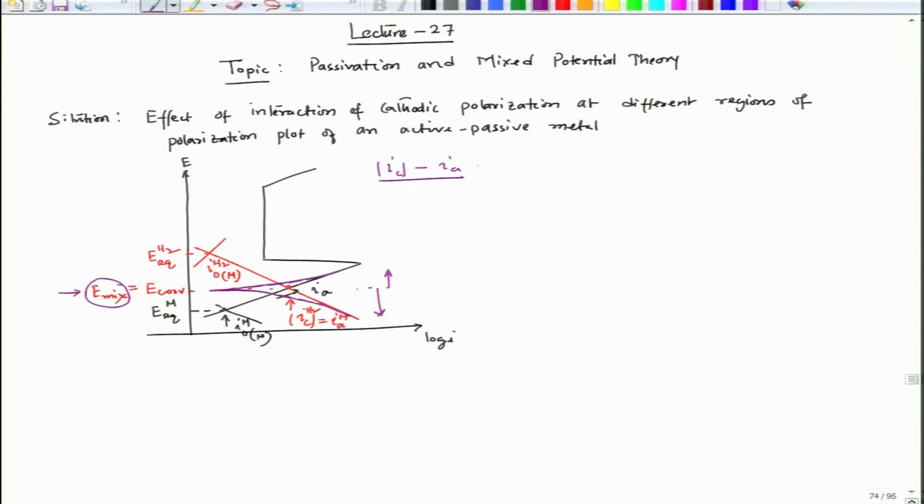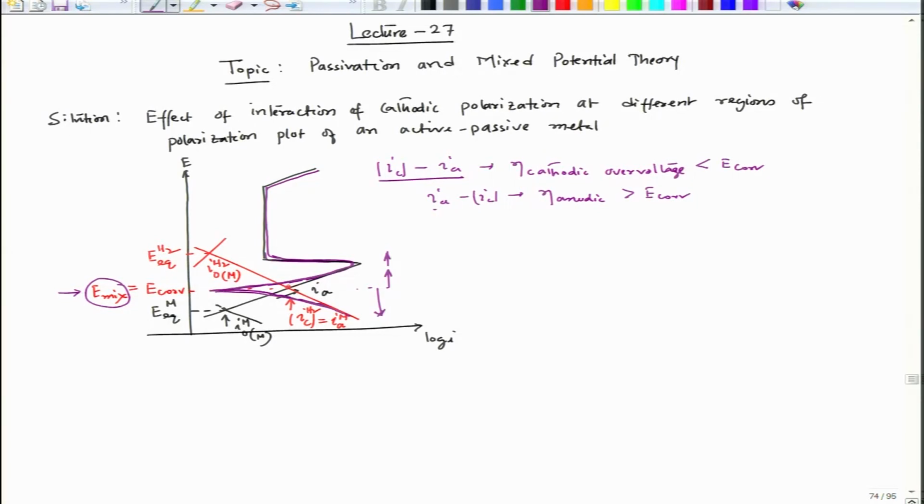So, this difference is the cathodic overvoltage when below, less than E corr, and I A minus I C is the anodic overvoltage, greater than E corr. Now, if we keep moving upward, and take the difference between these two currents and then take the log value of that difference, we will see a plot like this. The plot pattern would be like this, and we have seen that.